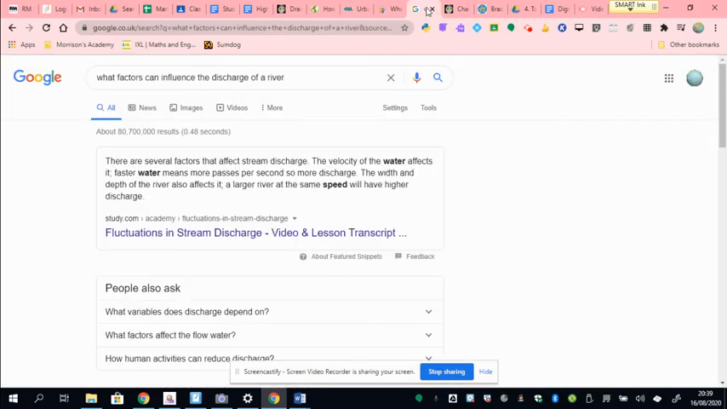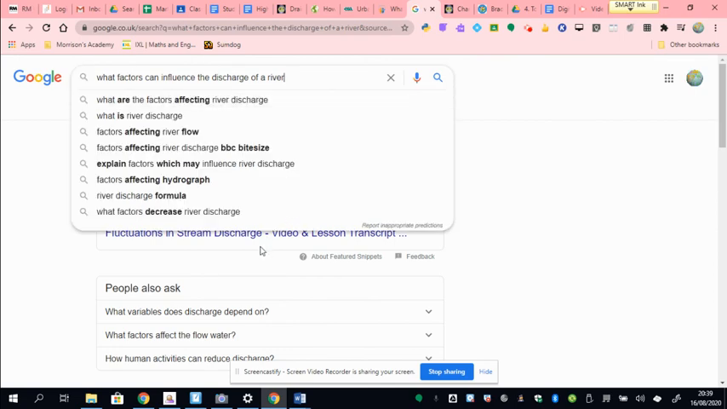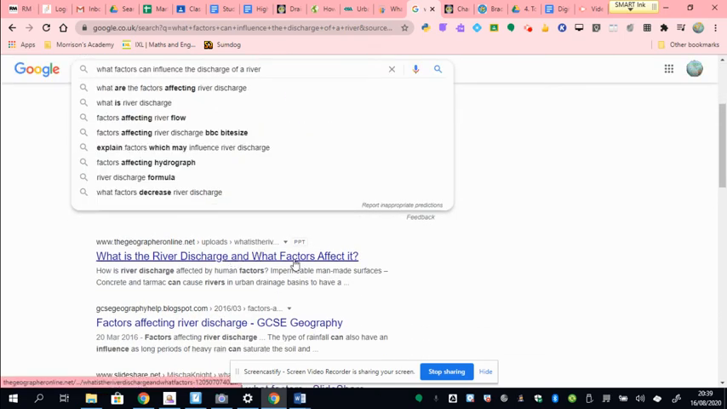Or you might choose to do some Google research. Maybe type something like what factors can influence the discharge of a river. And you'll see lots of websites that give you ideas, what factors affect it. And just pick one of them. Write out the explanation that you're given and give it a good bit of detail. Use keywords. You want a paragraph here. You want to be earning each mark by explaining.